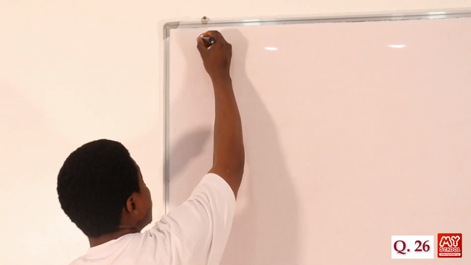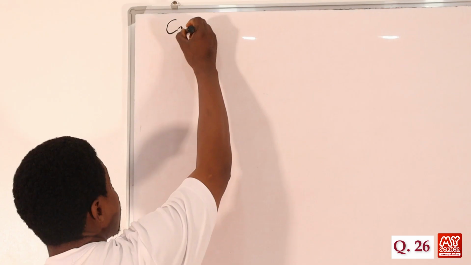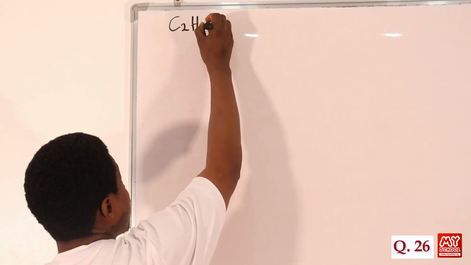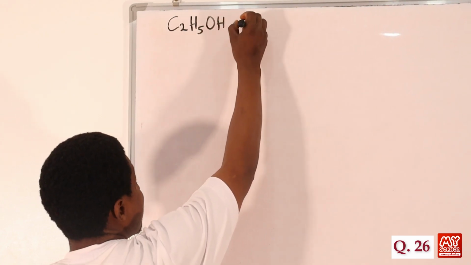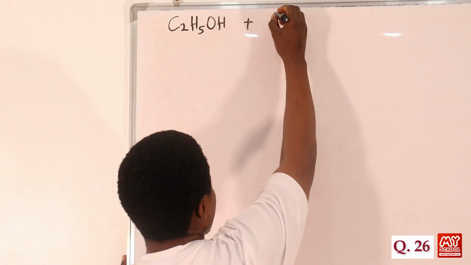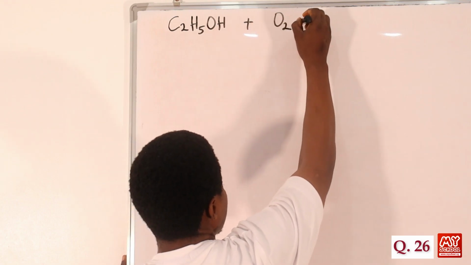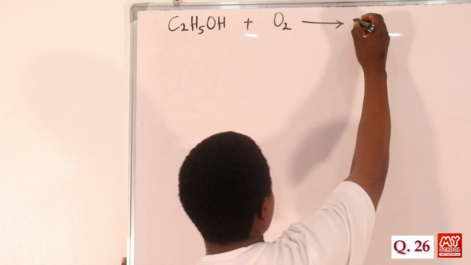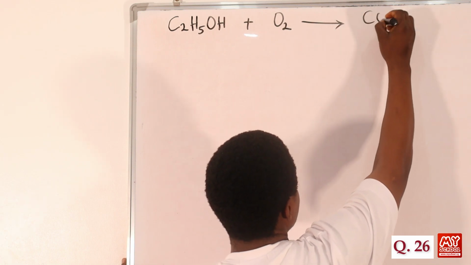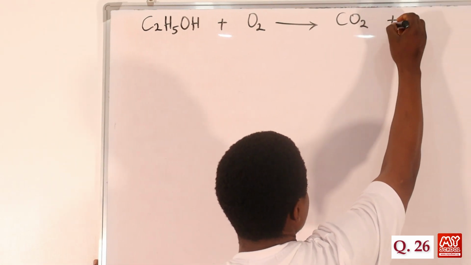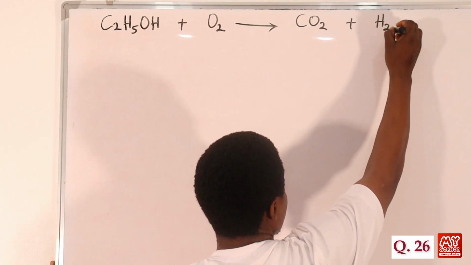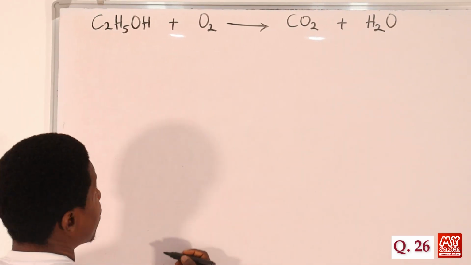The reaction is actually between ethanol, C2H5OH, reacting with oxygen to give us CO2 plus H2O. That's water. So we can balance the equation.